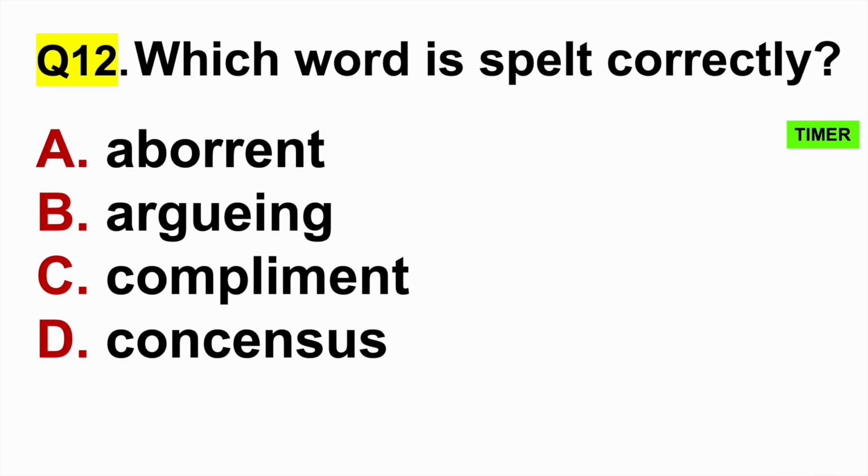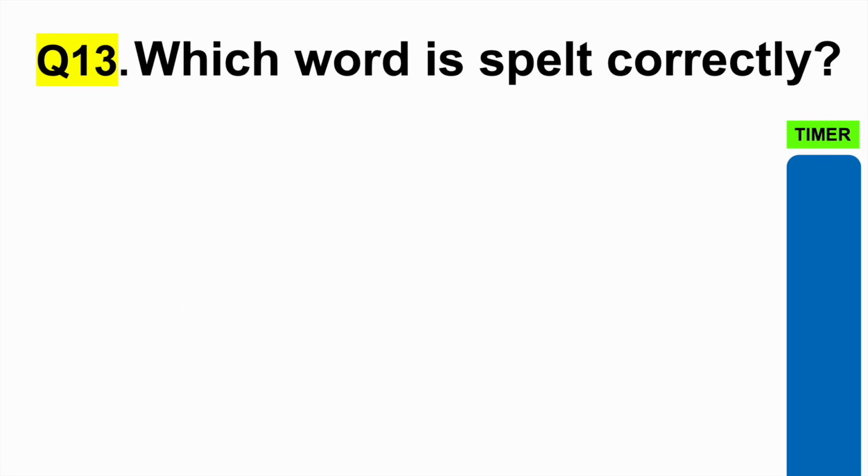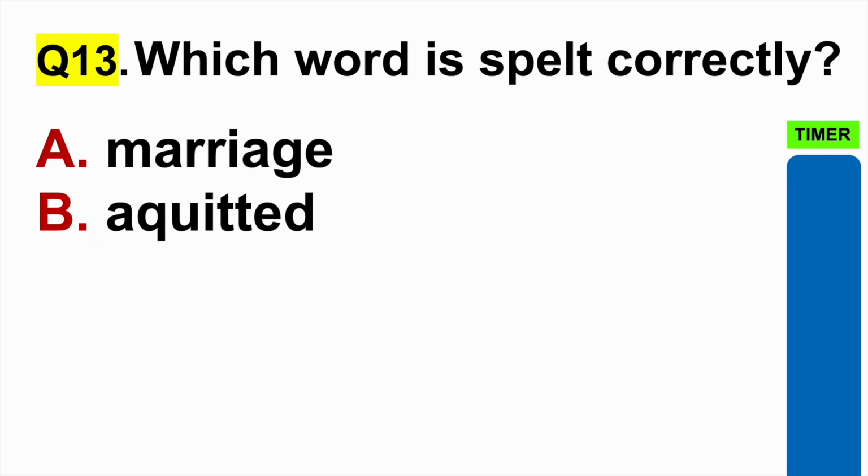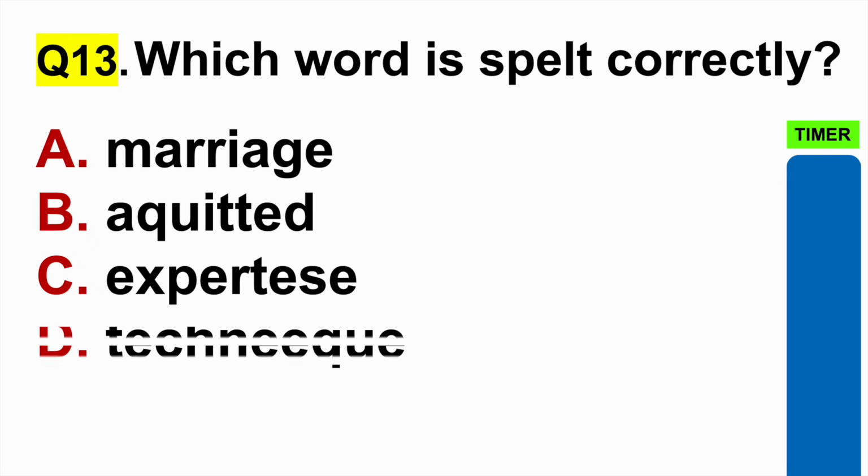Try 2 more before we move on. English proficiency test question 13. Which word is spelt correctly? A. Marriage, B. Acquitted, C. Expertise, or D. Technique? Here is your timer.